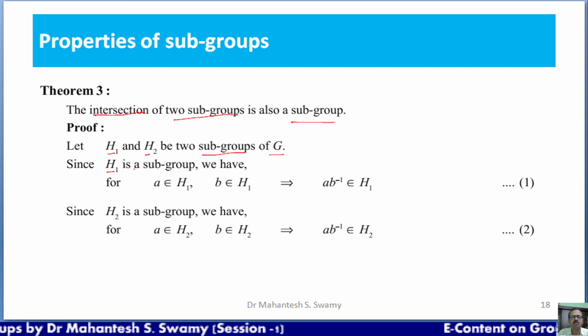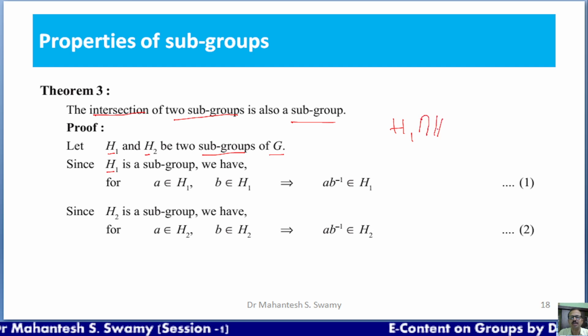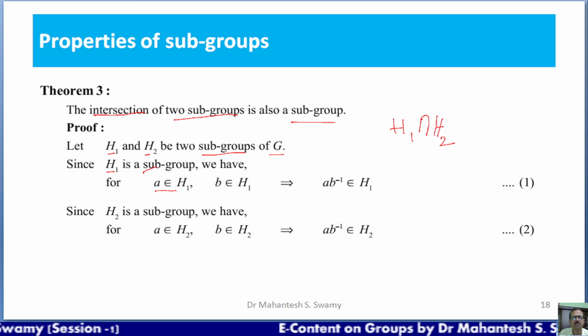Now, since H1 is what we have to prove? We have to prove that the intersection of H1 and H2, that is H1 intersection H2, is a subgroup. So, we have considered two subgroups, H1 and H2, and we are now using the definition of subgroup of H1. Since H1 is a subgroup, it should satisfy the condition. So what is the condition? For all A belonging to H1, B belonging to H1, AB inverse must be in H1.